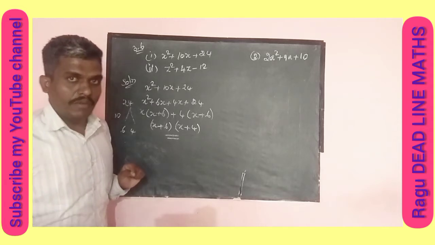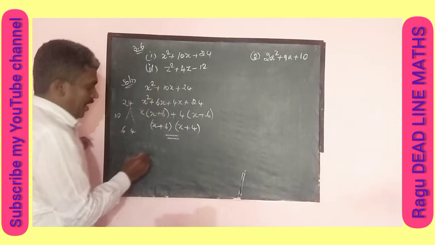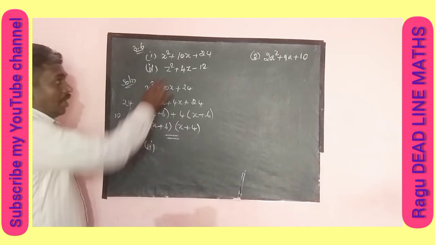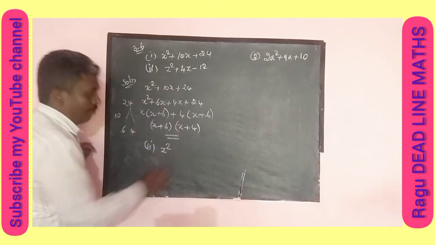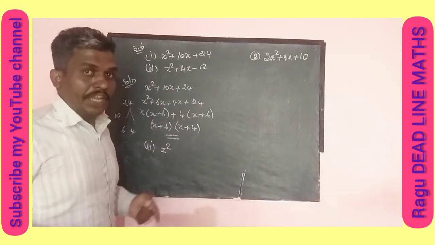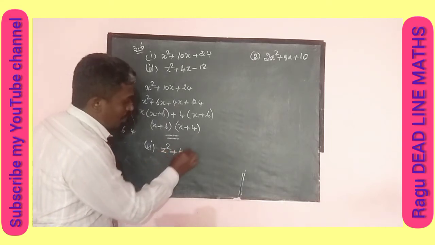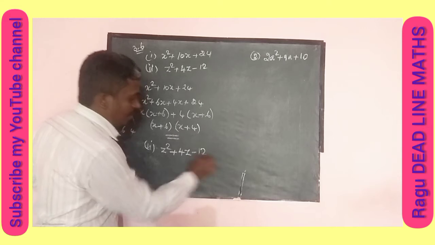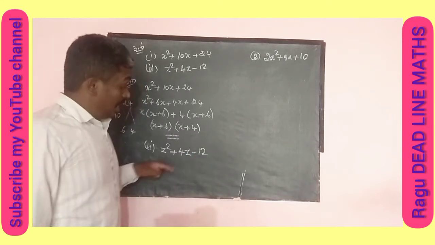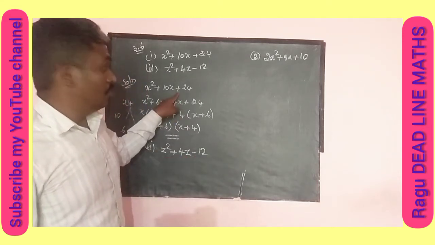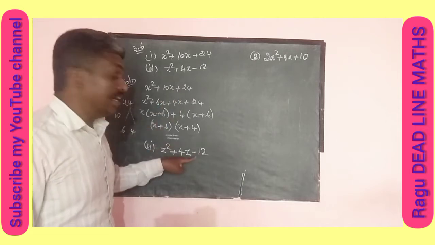Did you understand? We'll go for one more sum. See the second one, z square plus 4z minus 12. The variable will be different; any variable is allowed. Did you see this? Here it is a minus, not a plus.